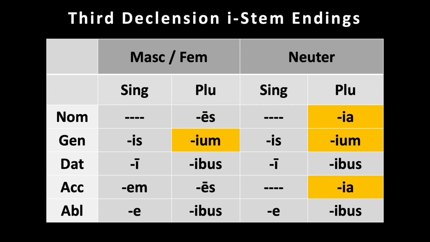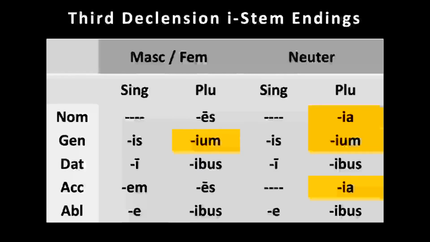So there will be several things you'll want to memorize when you're memorizing these words. As with all nouns, the nominative and genitive singular forms come first. Then in parentheses, you'll have an I, a lowercase I if it's I-stem, and then the gender. And then, of course, you'll memorize the English meaning.